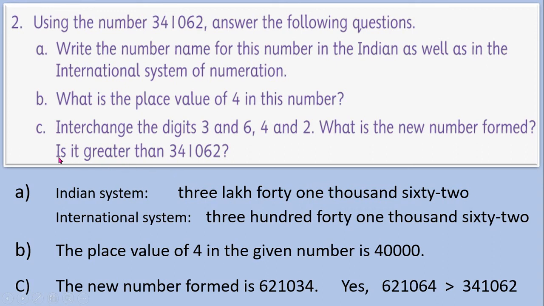For this question, is it greater than 3,41,062? Of course, it is. Yes, it is greater than. That is, 6,21,034 is greater than 3,41,062. I hope you understood the answers for these questions.